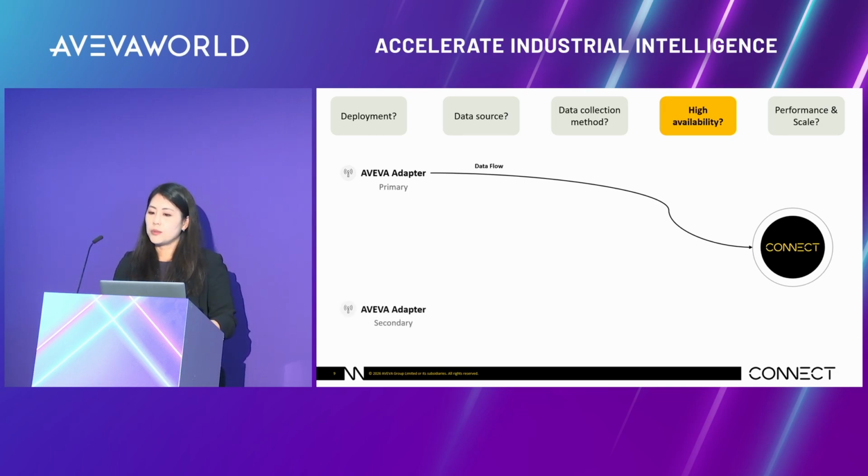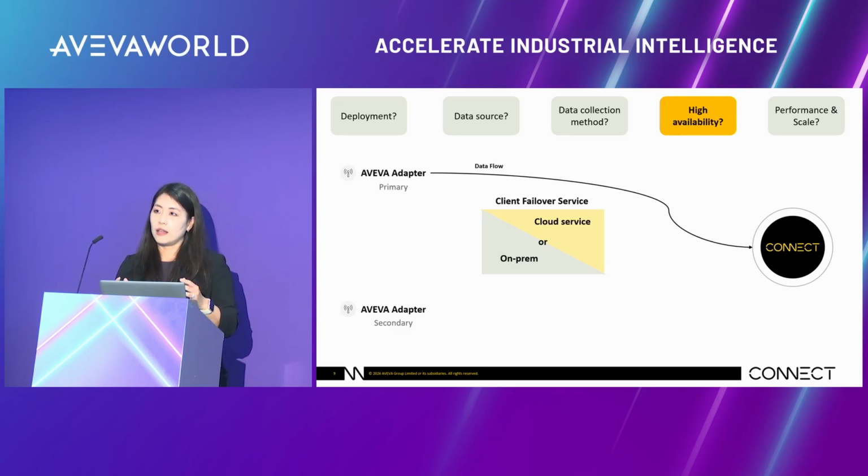We give you the option to use two different versions of client failover service, depending on your architecture. So if Connect is where you want to manage everything, we do have a cloud-based client failover service that you can use. Or if you need to have a failover service that's closer to the adapters and offline, then you can use an on-prem installation to manage all your failover needs.